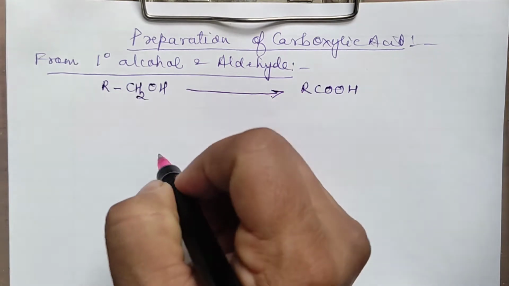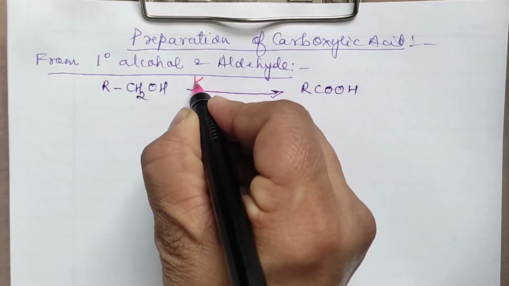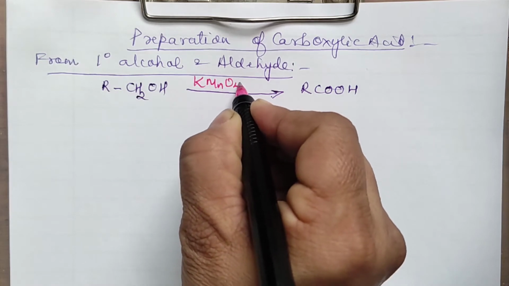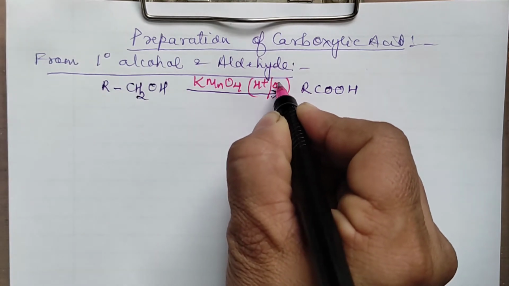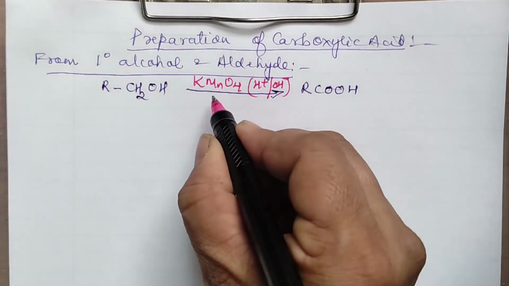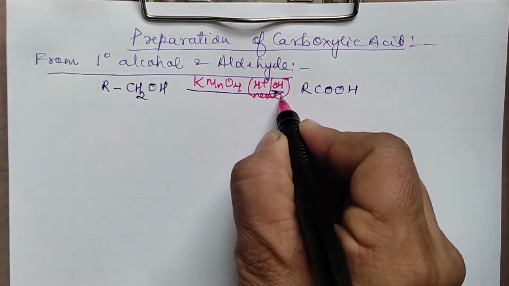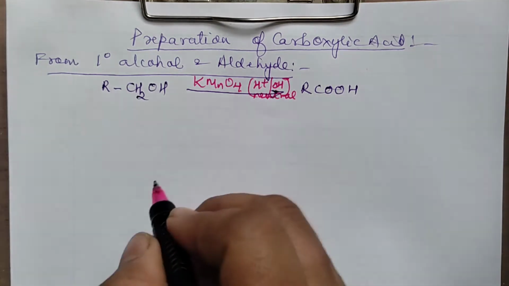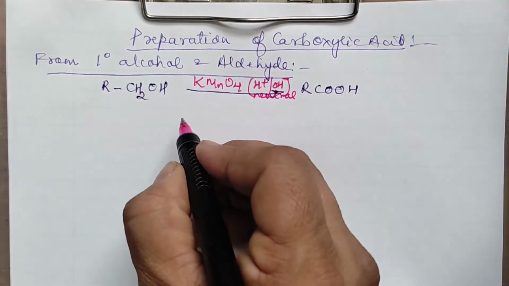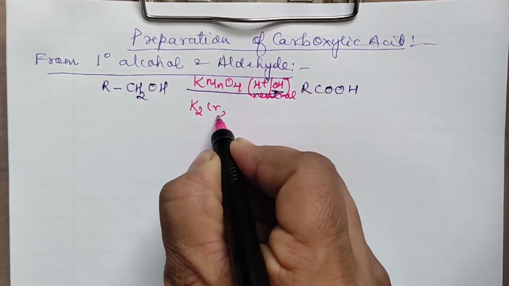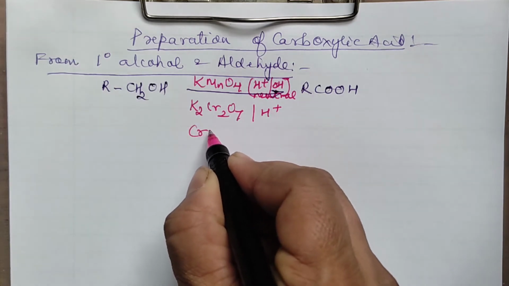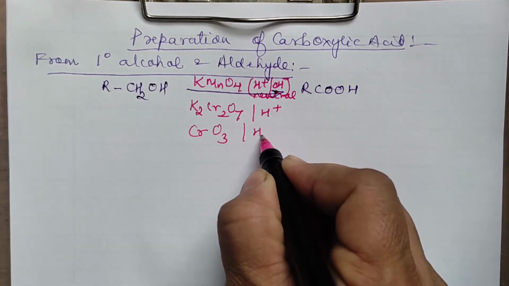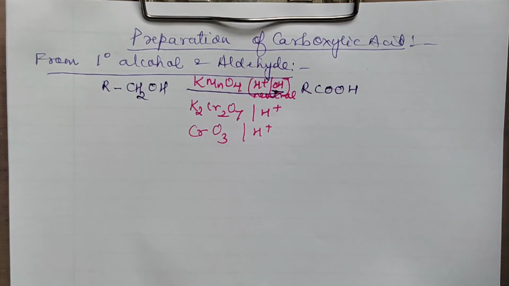So which all oxidizing agents you can select? You can select potassium permanganate. This medium can be either acidic or it can be alkaline medium. Yes, so for potassium permanganate it can be neutral also, but normally what you write is acidified or alkaline potassium permanganate. And even you can use potassium dichromate K2Cr2O7 acidified, or you can also use CrO3 acid medium, right? So these all oxidizing agents will be forming the corresponding acid.